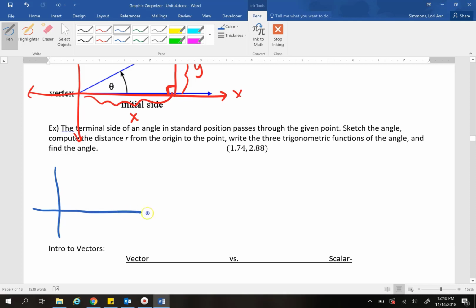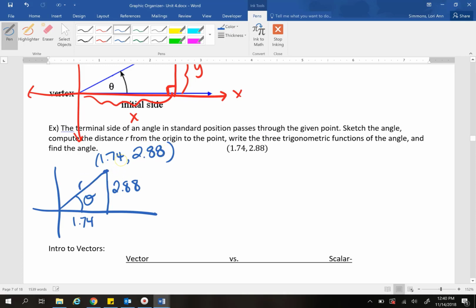Okay, so we're going to draw our x and y. Terminal side, so we have a line here, theta. It passes through this point. So 1.74, 2.88. So our x is the length here, and our y is this length. So we sketch the angle, and now compute the distance r.